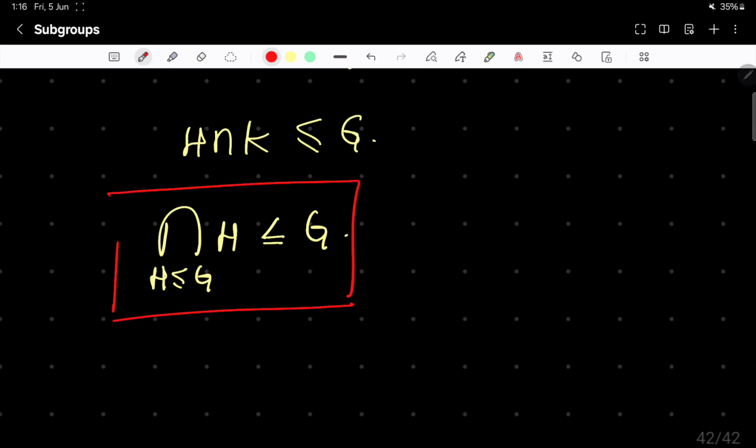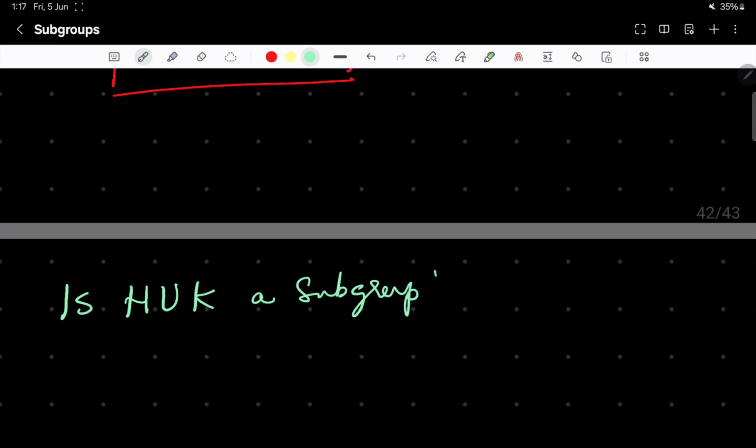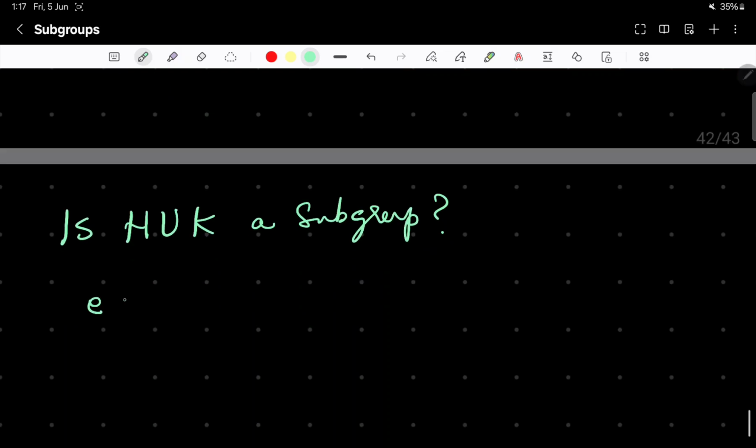Once you said something about the intersection, is it true for the union? So the next natural question is: is H union K a subgroup? Let's think about it. You just think about whether it is possible or not. It is very clear that if E is in H and E is in K, then surely E will be in H union K. So identity exists in H union K. That's not a big deal.